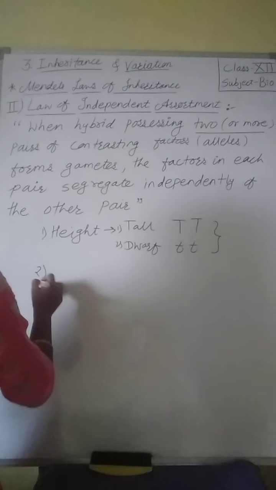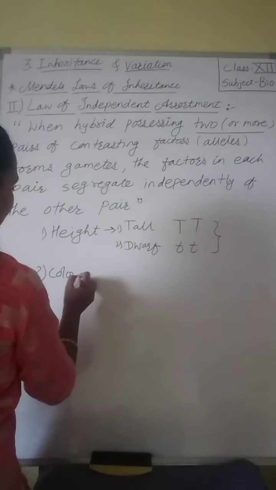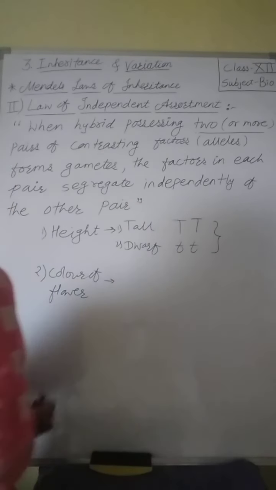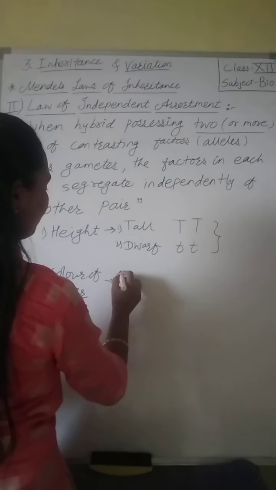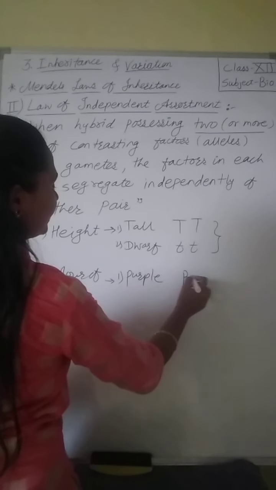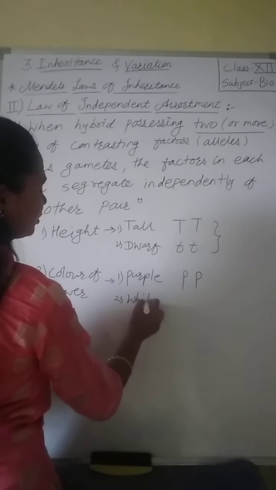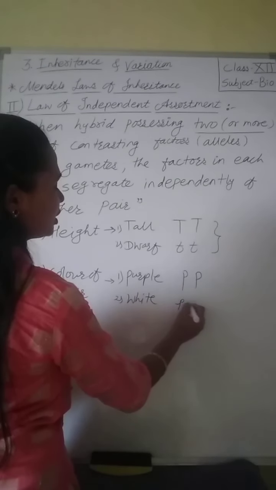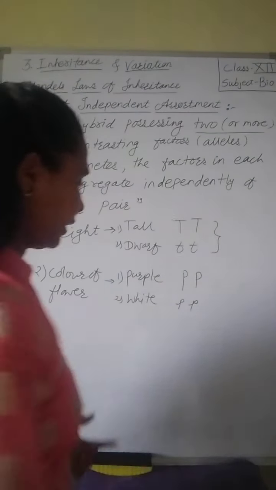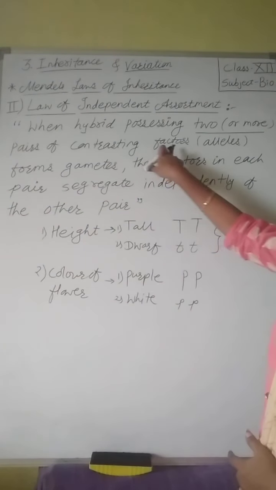The second character we will take for our study purpose is the color of the flower. The dominant one is purple, denoted by capital P, capital P. The second one is white, contrasting for the purple color. It is denoted by small p, small p. So here we get two characters, two pairs of contrasting factors.